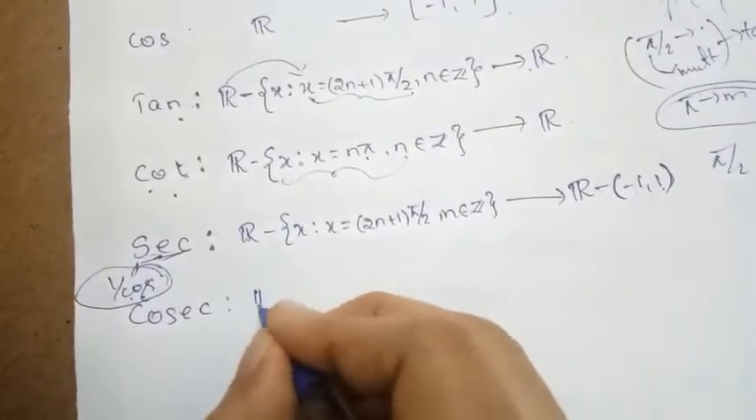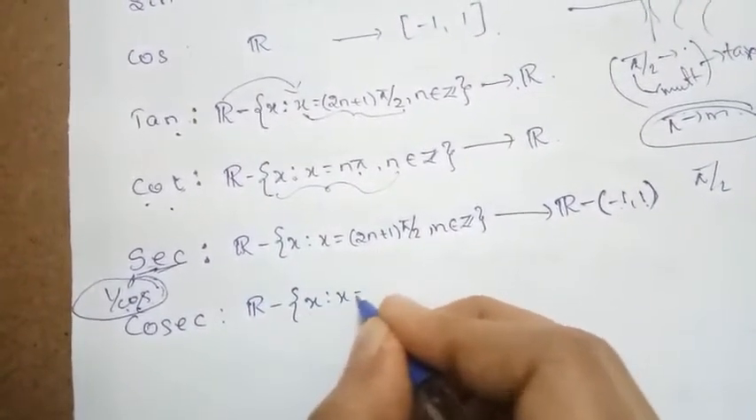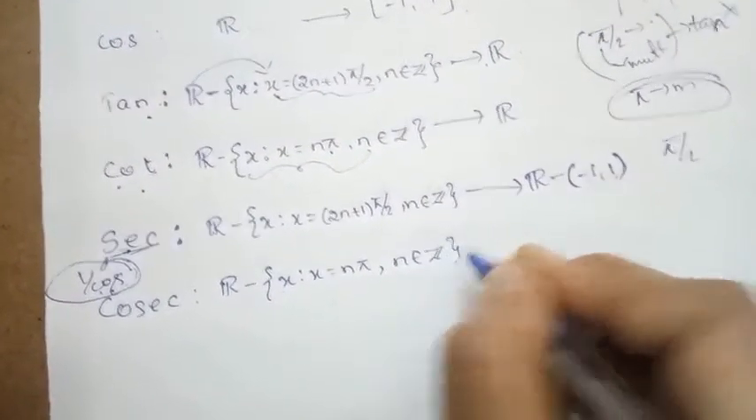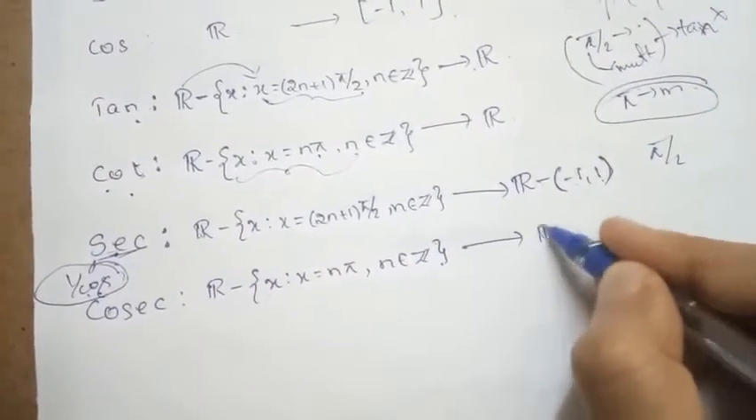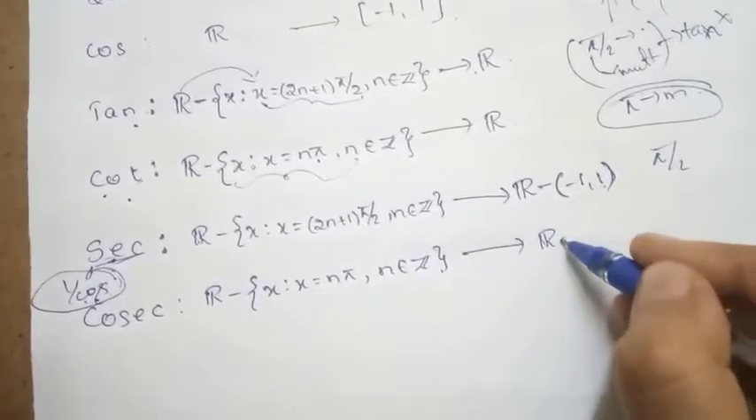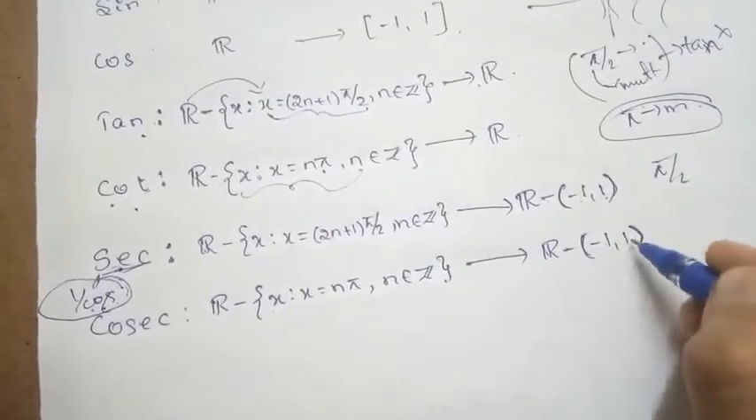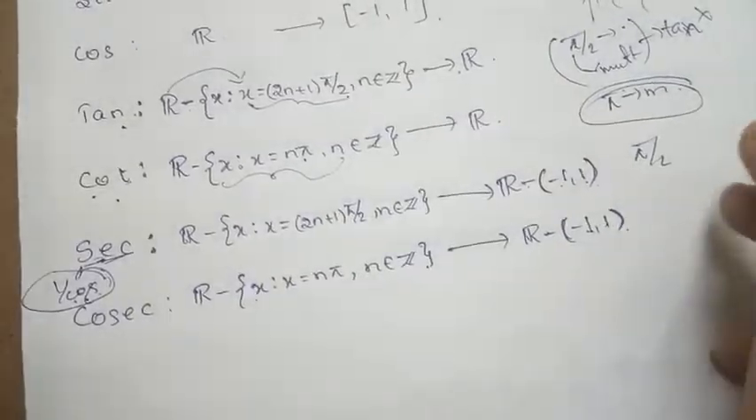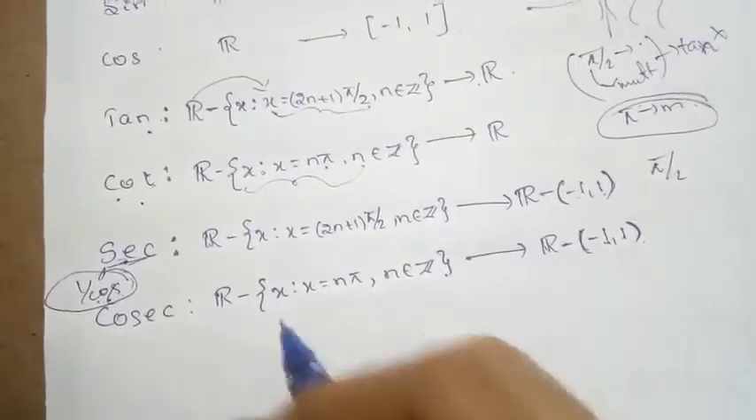Similarly, for the cosecant function, the domain is the set of real numbers, but the multiple angles of pi are not at all included in the domain of the cosecant function. So I am removing those points. The range of the cosecant function is again R minus the interval from minus 1 to 1. Minus 1 and 1 are included in the cosecant function, but the points lying between these two are not at all included. So this becomes the range of this function.